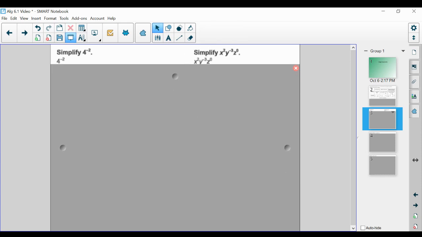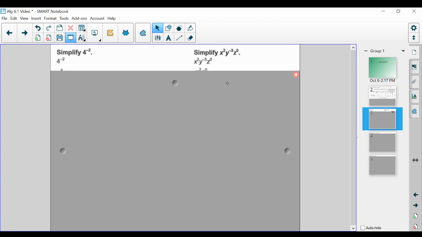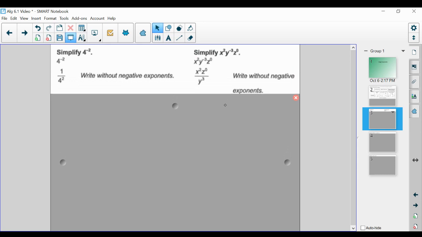On the right-hand side of your guide notes, we have x squared times y to the negative third times z to the 0th. Well, we're going to write it without having negative exponents. Right now we have a y to the negative third in the numerator, so we're going to write it in the denominator. So I have x squared times z to the 0th, all divided by y to the third.